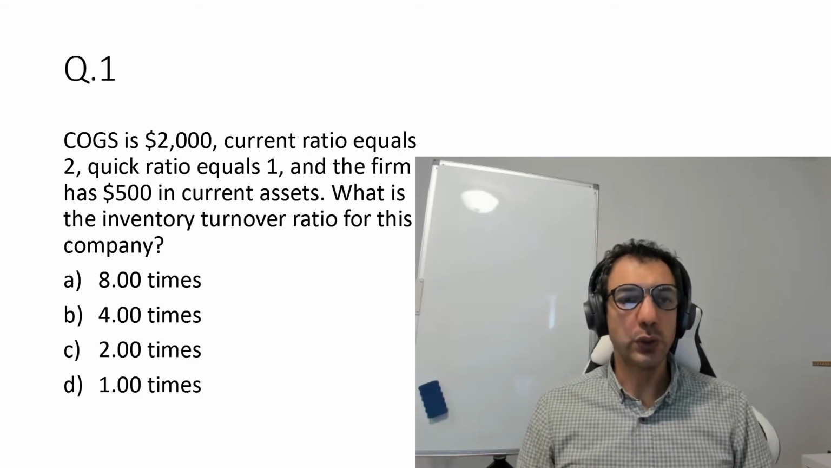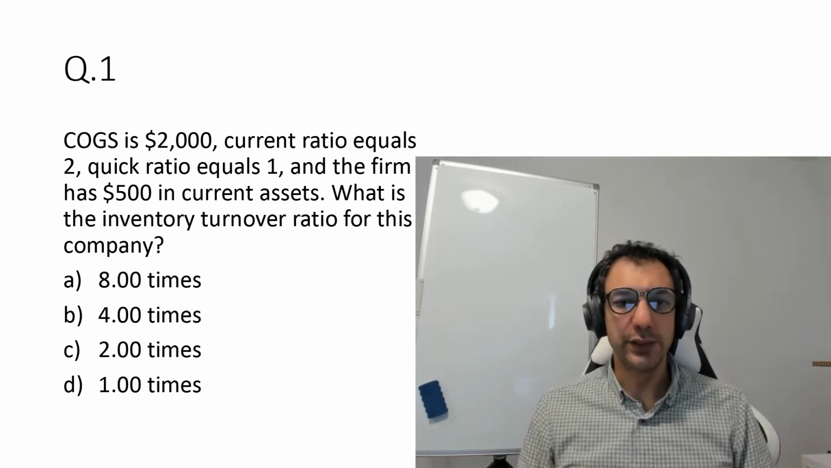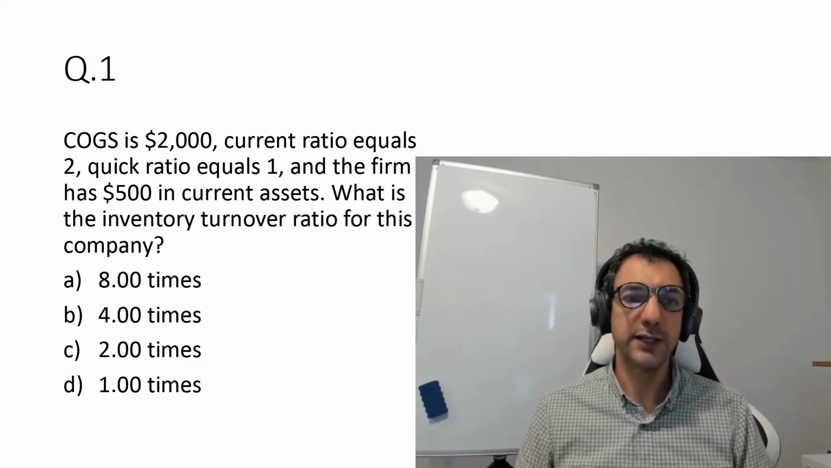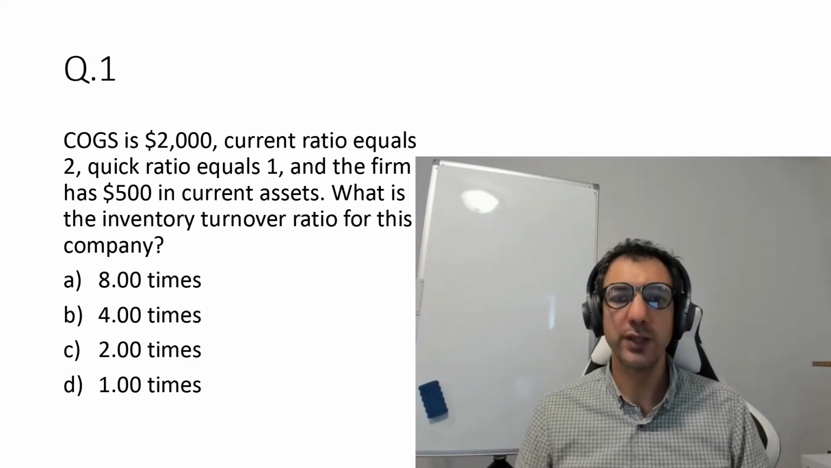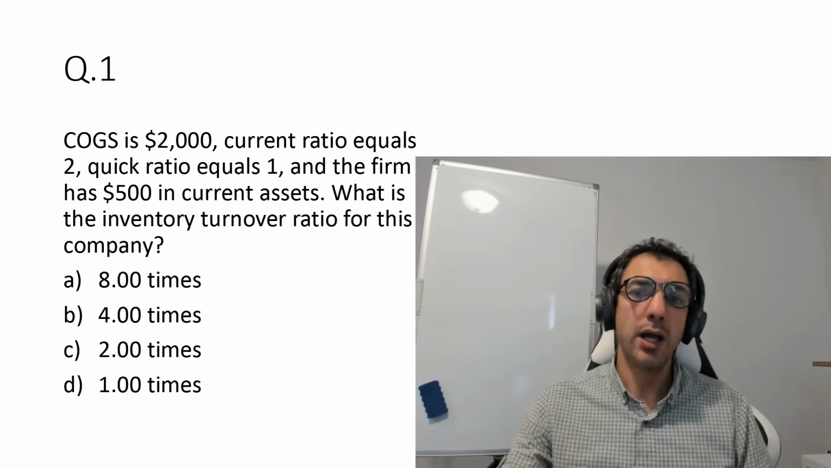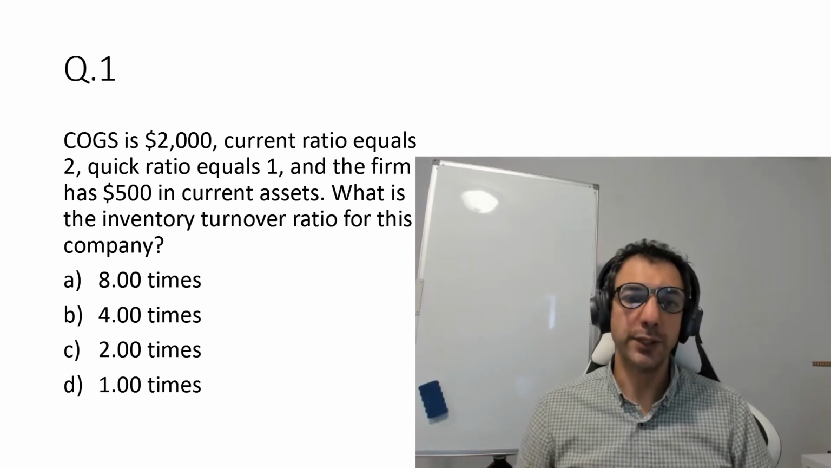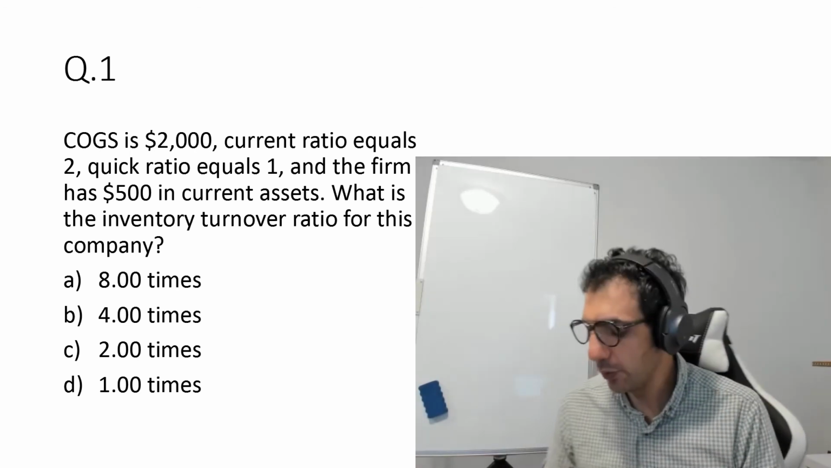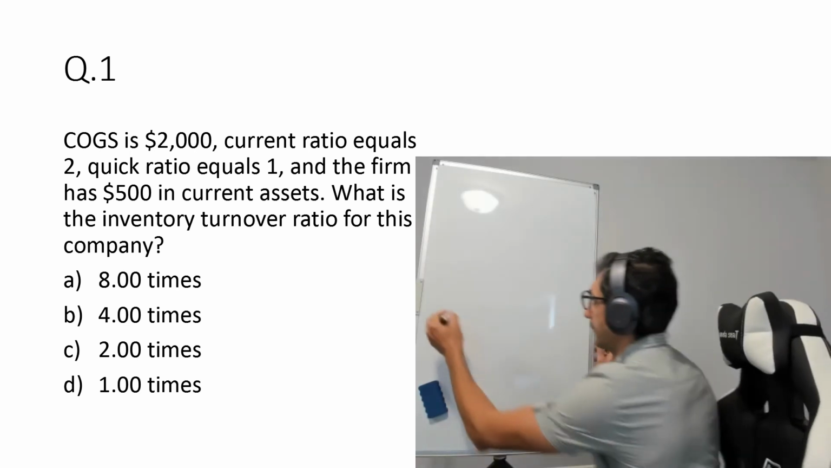The cost of goods sold for a company is $2,000. The current ratio equals 2, quick ratio equals 1, and the firm has $500 in current assets. What's the inventory turnover ratio for this company? So as you remember, the inventory turnover ratio was, let me write it down.